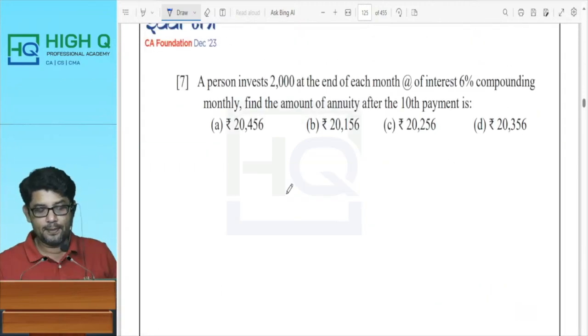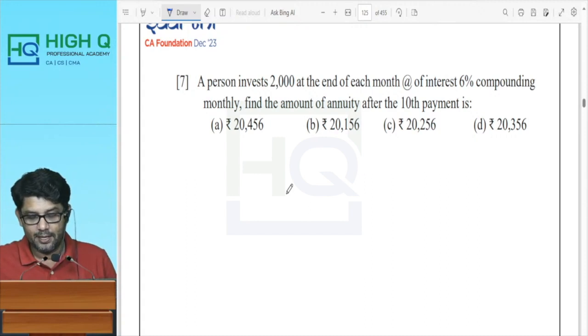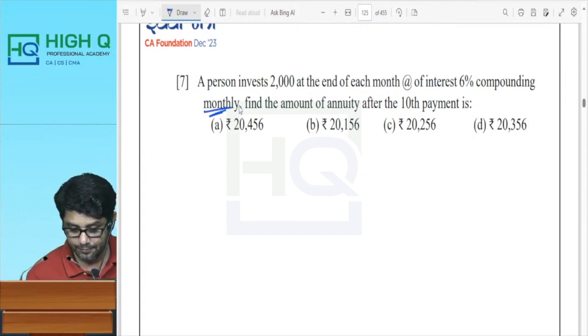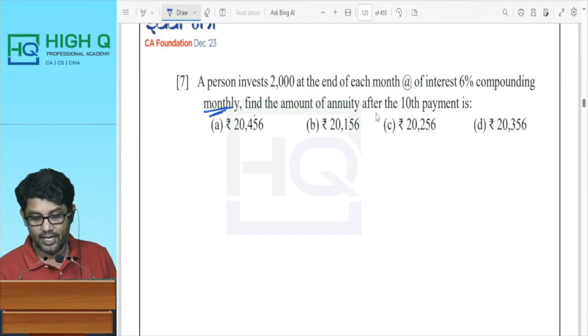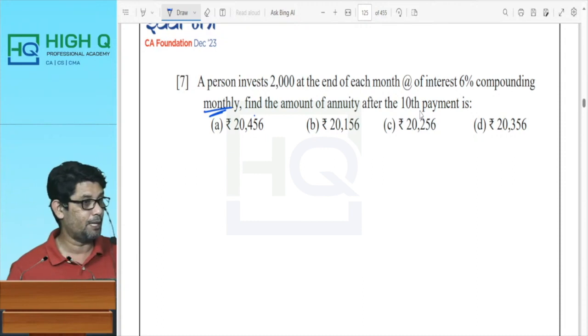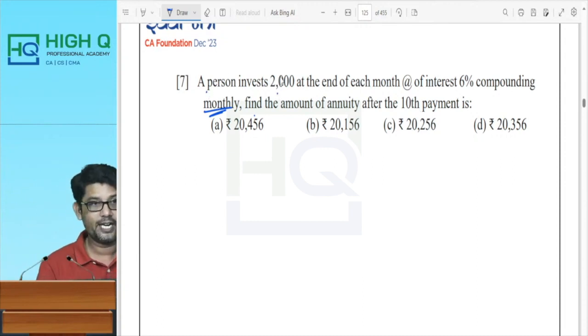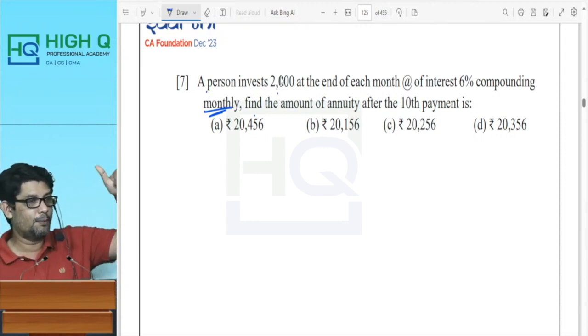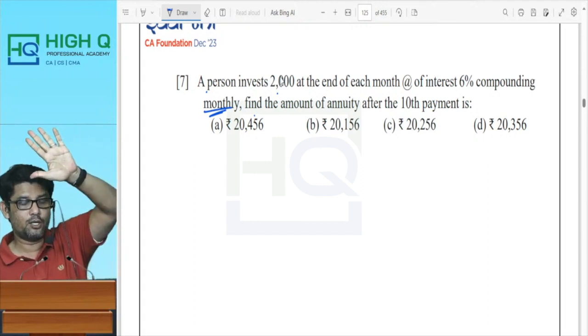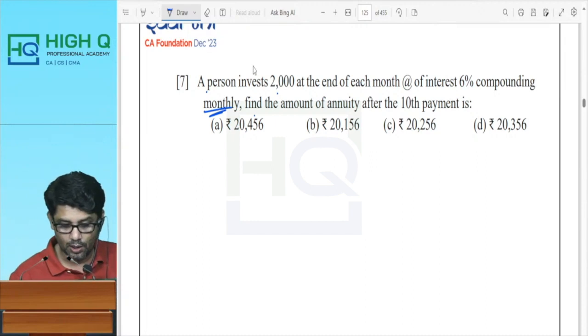Now, a person invests 2000 at the end of each month at the rate of interest 6%, compounding monthly. Underline the word monthly. Find the amount of annuity after 10th payment. A person invests, see I told you, 3 thumb rule. Rule number 1 is what? Whether the problem is based on investment or loan. It is based on what? Investment. Am I right, my dear?